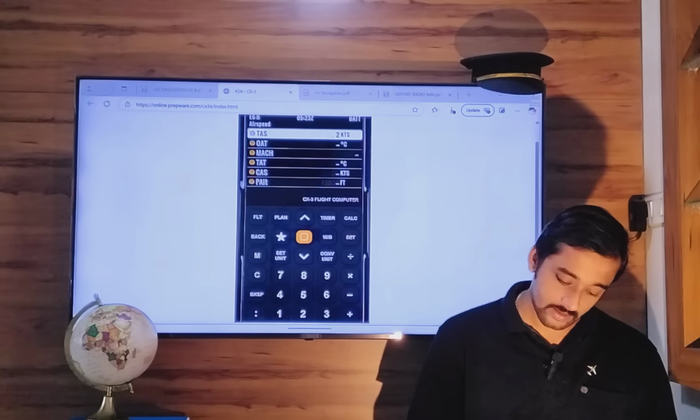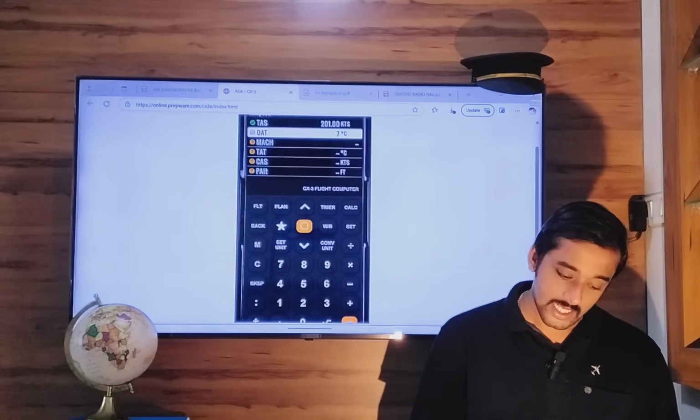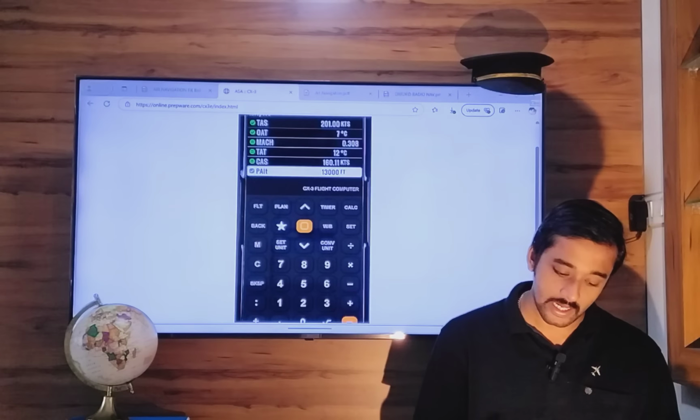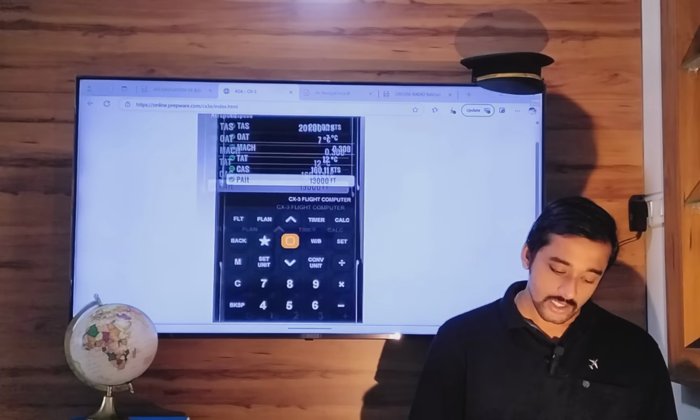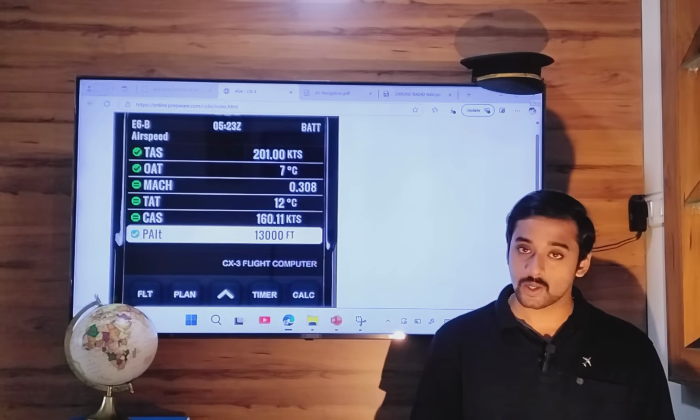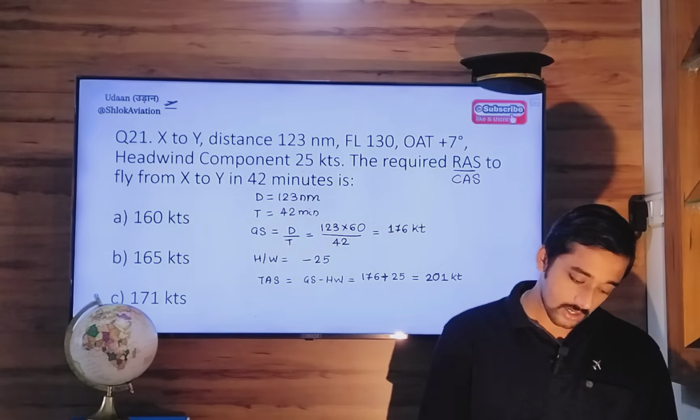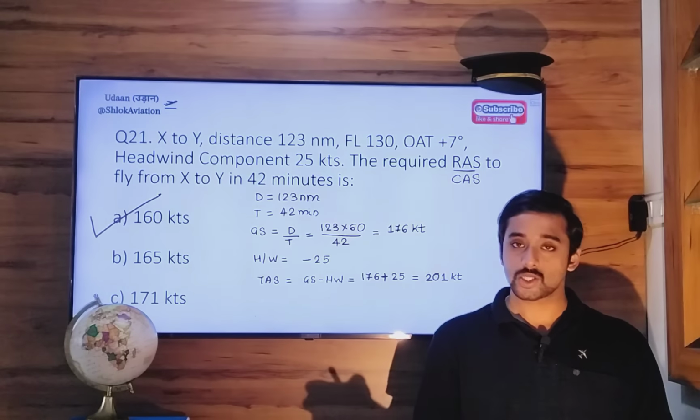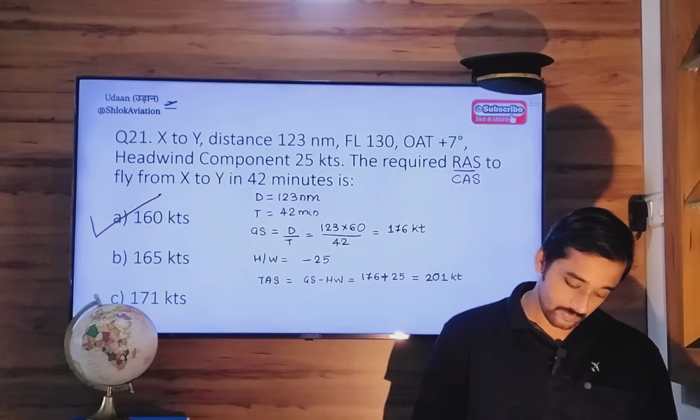TAS 201, 7 degrees Celsius and pressure altitude 13,000 feet. So the calibrated airspeed is 160.11. The closest option is option A. So question 21 is option A.